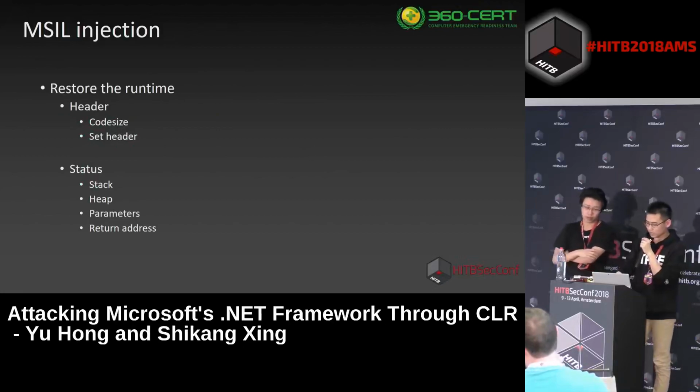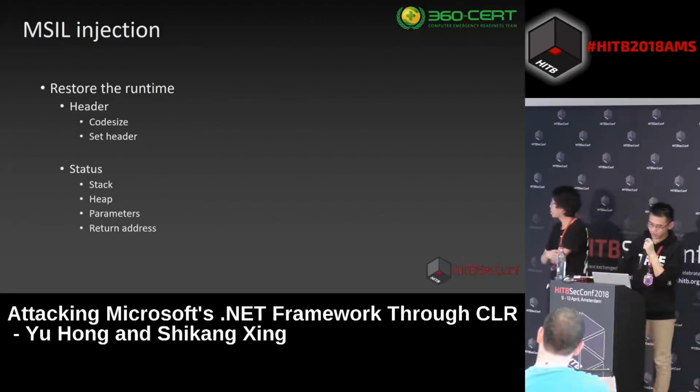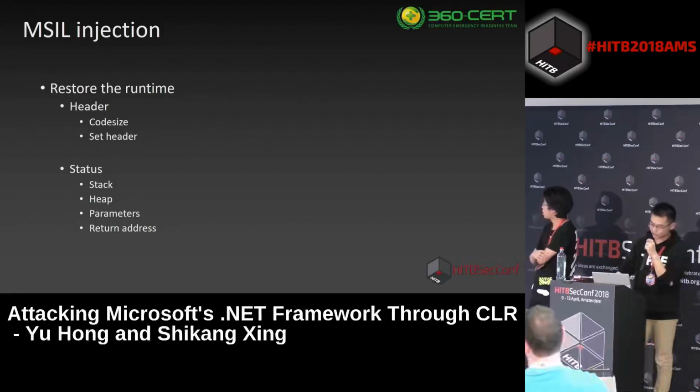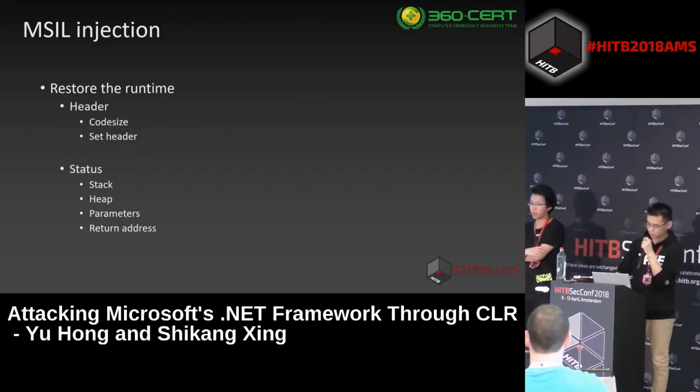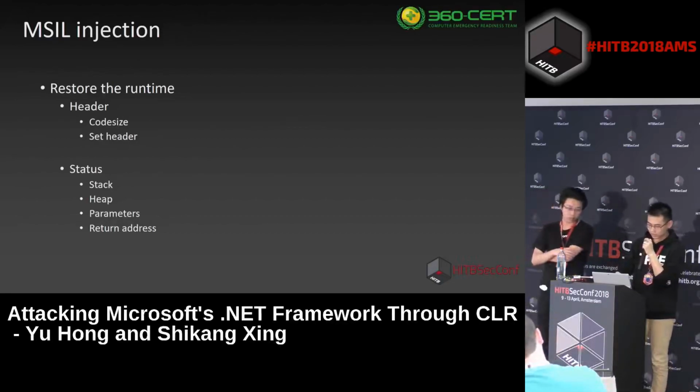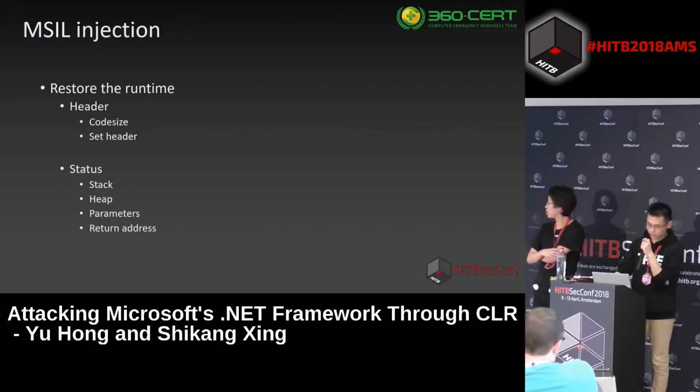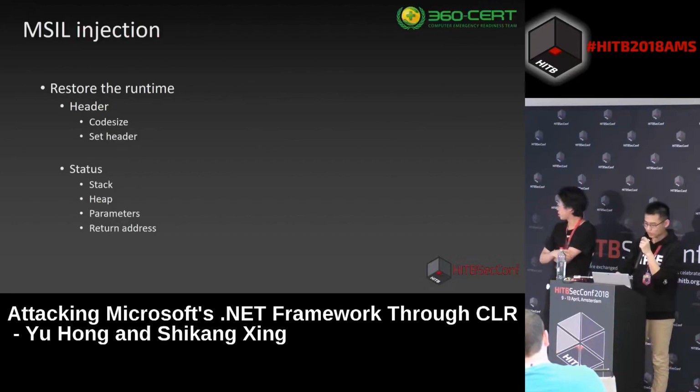And because there is some security protection in the CLR via JIT compilation, we need to flag some pointers in the work. First is the header. The header has a code size and set header. Second is the program status. It has a static parameter and return address.